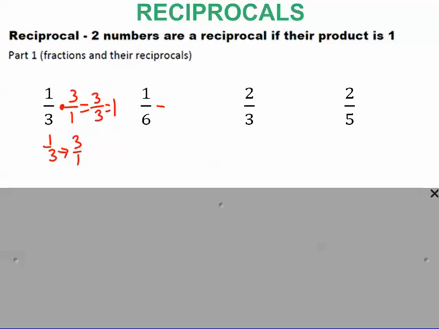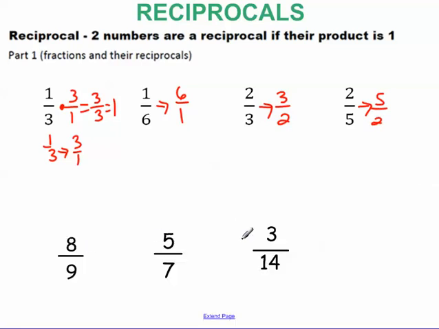So the reciprocal of 1/6 would simply be 6/1. The reciprocal of 2/3 would simply be 3/2. And 2/5 would be 5/2. Okay, so on your notes, you have three problems here. Write the number and then write its reciprocal, please. So go ahead and take some time to do that.